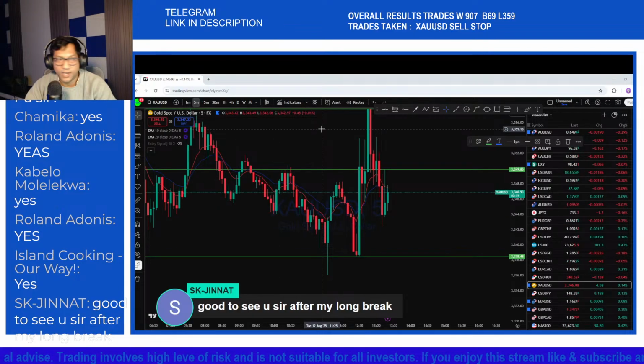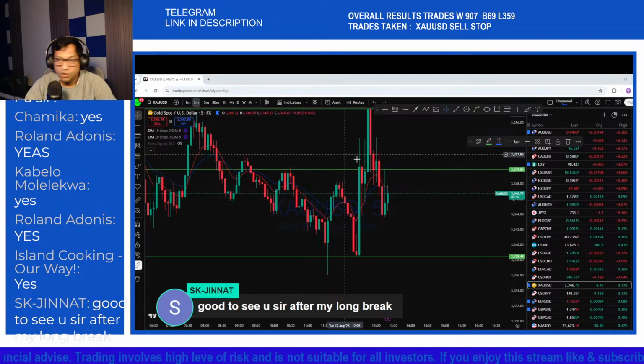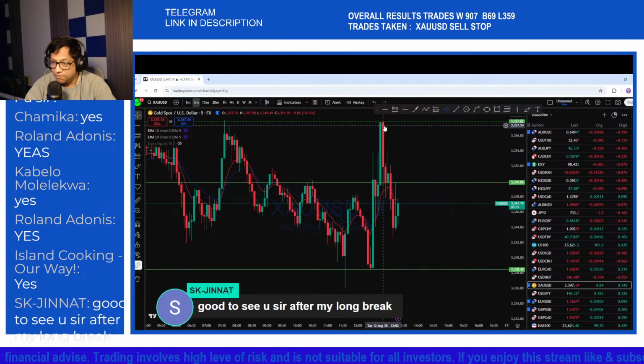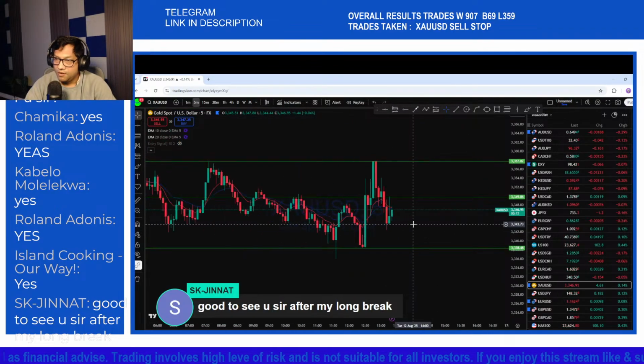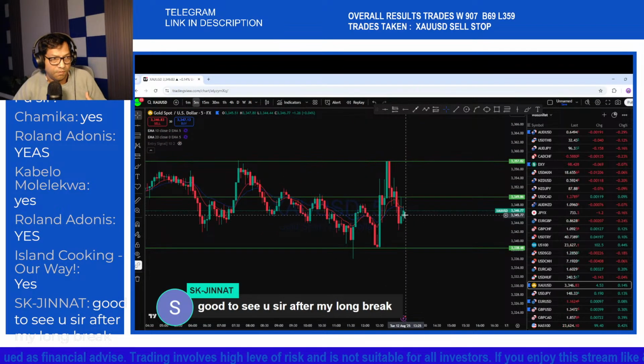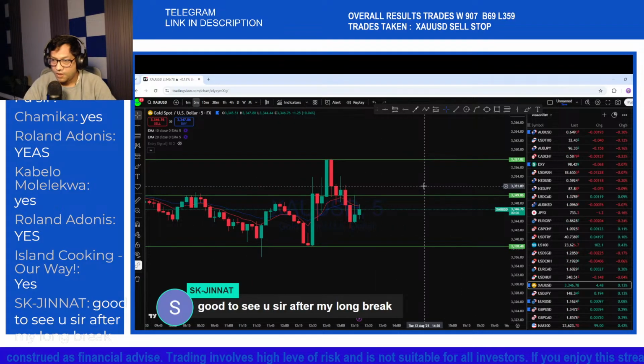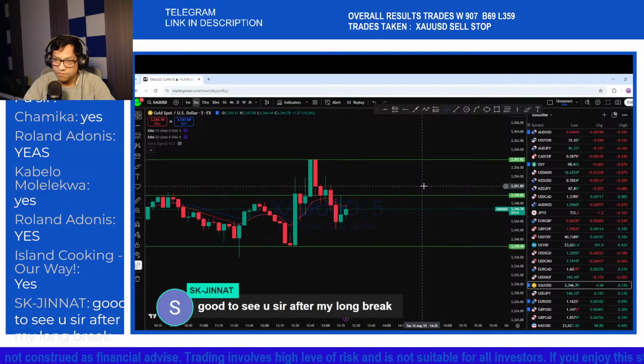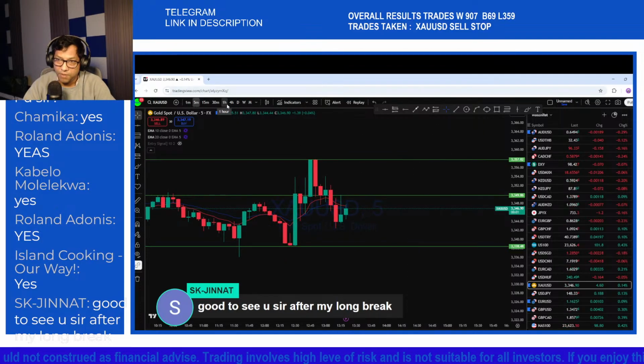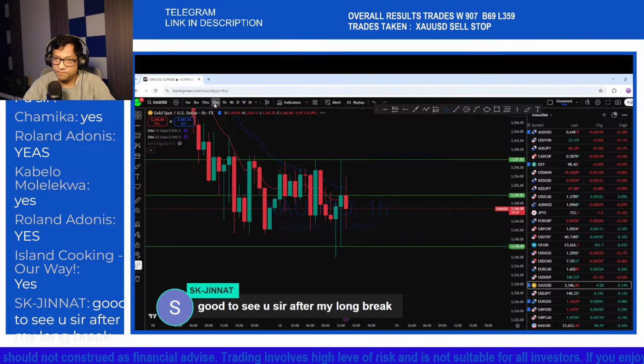As DXY has got weaker, on gold we have seen there is a reaction back to the upside, and CPI alone may not be able to make gold completely a bull market. It may be a short-term bounce that we can see in this market.